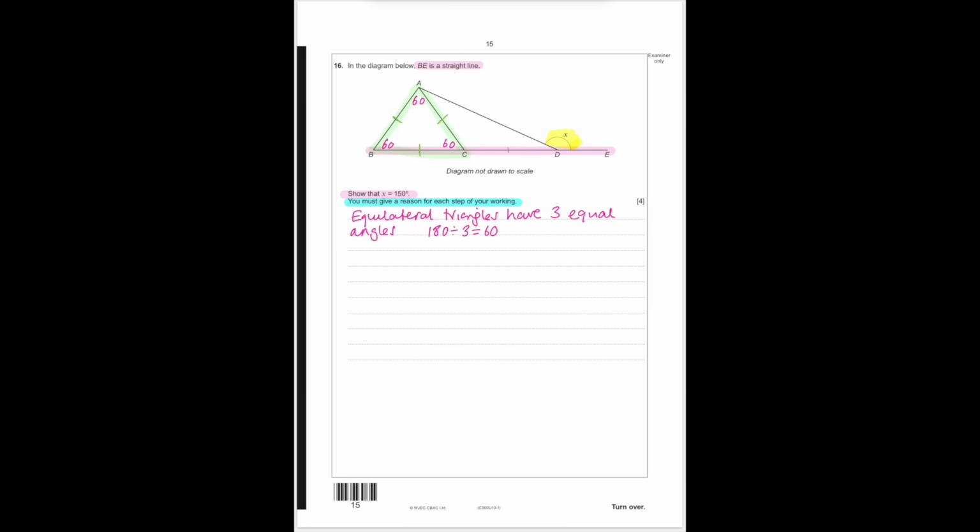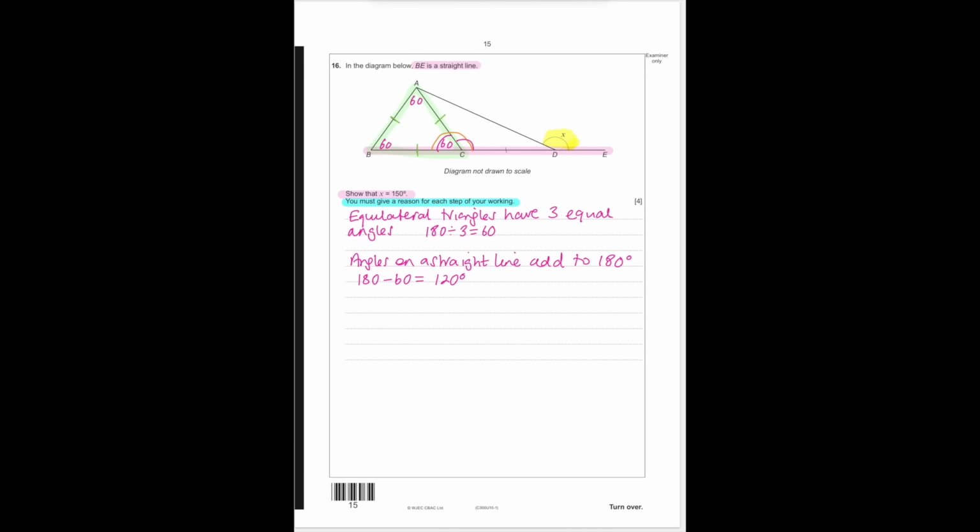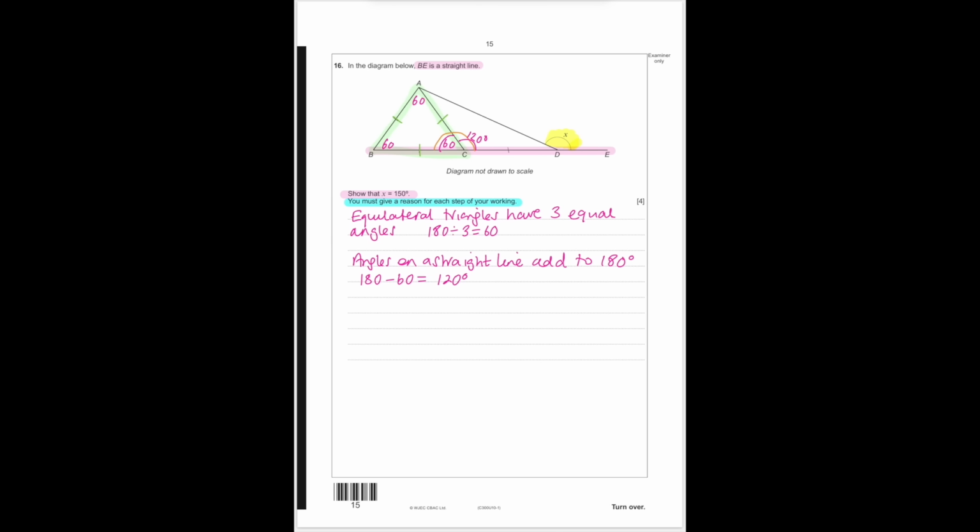As soon as I use an angle fact to work something out, I'm writing that angle fact down and then putting my working out down. Fantastic. The next thing I'm going to use is this is a straight line, okay? And I know that angles on a straight line add to 180. So these two angles, the 60 and this angle here, must add to 180. So 180 take away 60 is 120. So this angle here is 120 degrees.